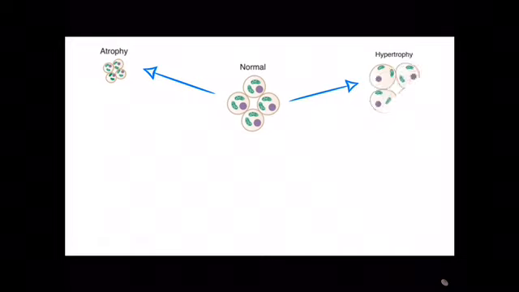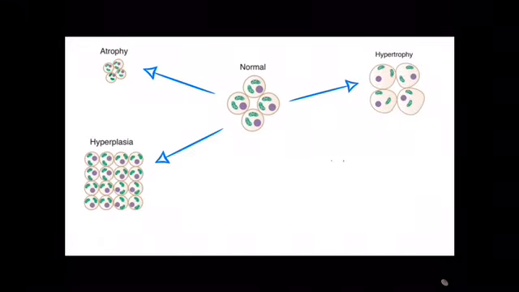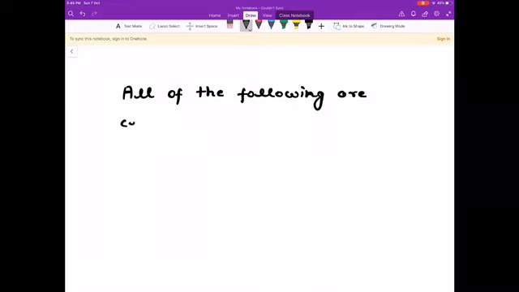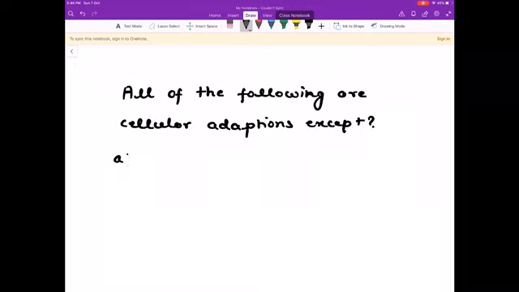Types of cellular adaptations are totally 4. There can be atrophy, hypertrophy, hyperplasia or metaplasia. Friends, let's try to remember the types of cellular adaptation with the help of this MCQ, which is a very important one. It has been asked previously multiple times.